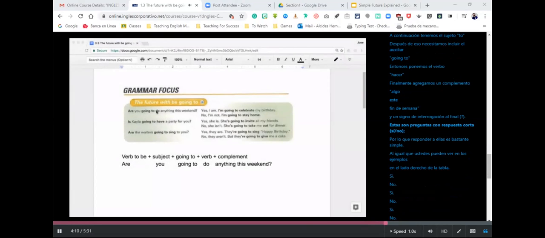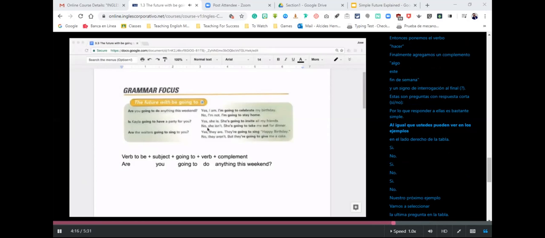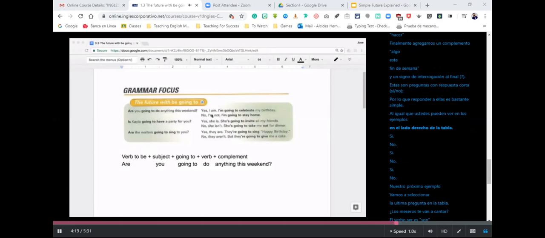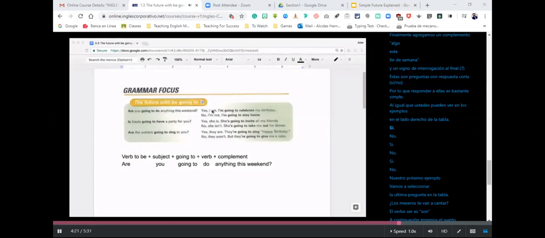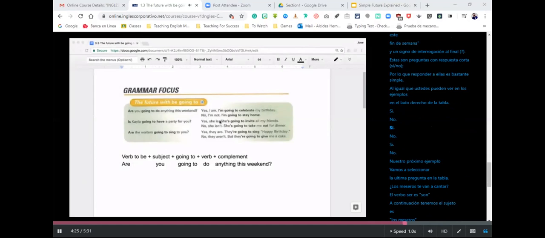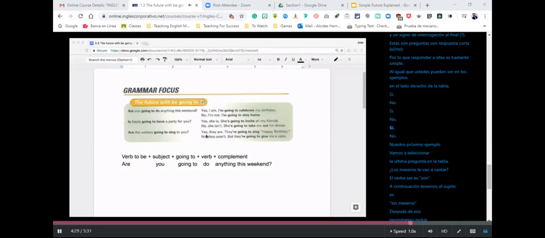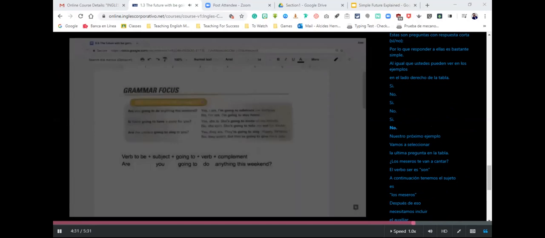These are yes or no questions. So to answer them, it's quite simple. Just like you see on the examples towards the right hand side of the chart. Yes, I am. No, I'm not. Yes, she is. No, she isn't. Yes, they are. No, they aren't.